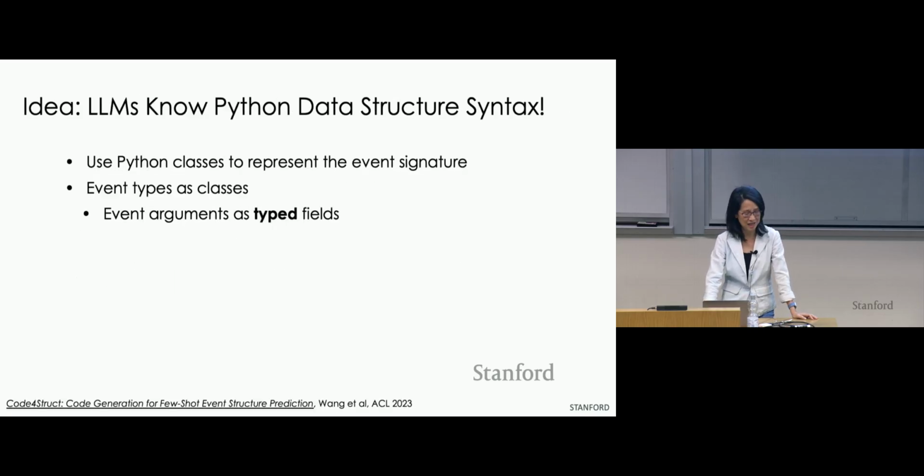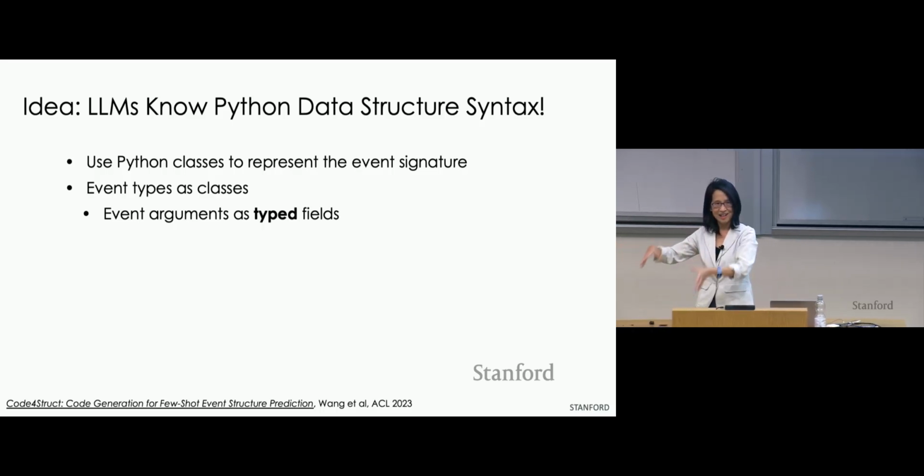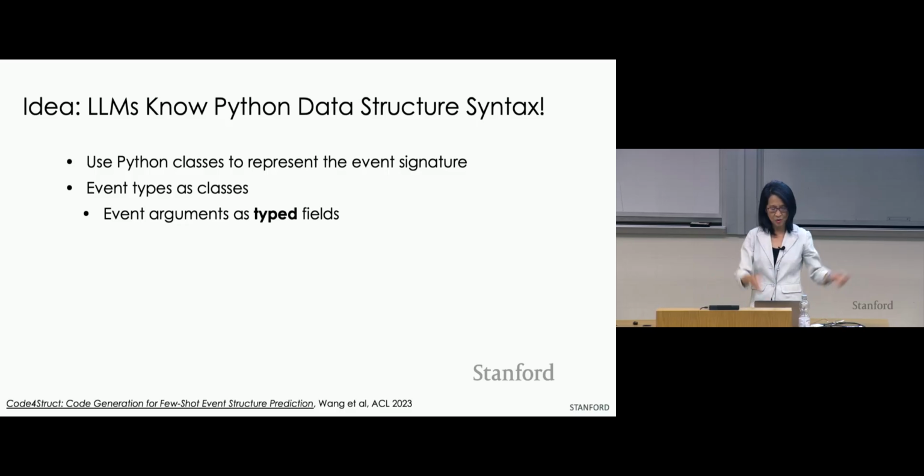We're going to take advantage of the fact that LLMs actually know Python data structures. So when we extract information, we're going to take free text and turn it into Python classes. Okay? It actually understands Python syntax well enough. So we are going to just use this, leveraging its Python capability, Python familiarity. So the event types are now classes. The event arguments are like the typed fields, and you can have nested fields and nested classes and so forth.